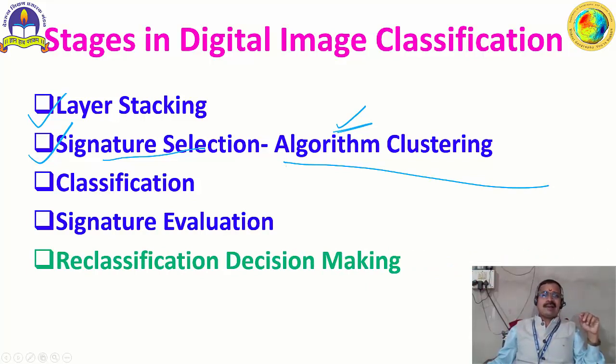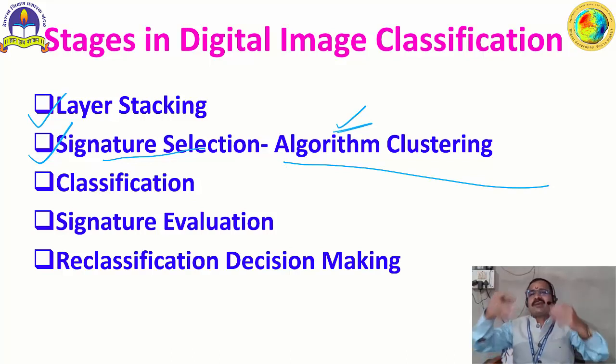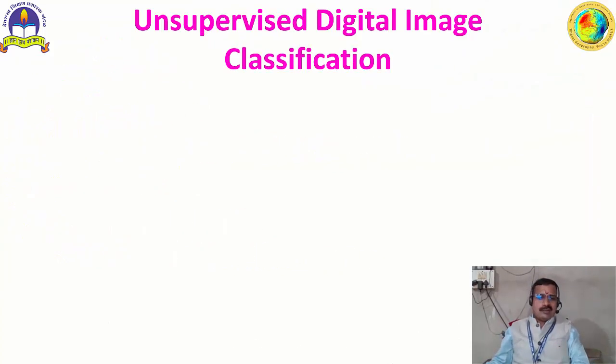And at last, after signature evaluation, again you can reclassify the image. You can use that reclassified image for decision making. These are the various stages that you need to consider while processing the digital image classification. Now I will talk about unsupervised digital image classification. What is unsupervised digital image classification?